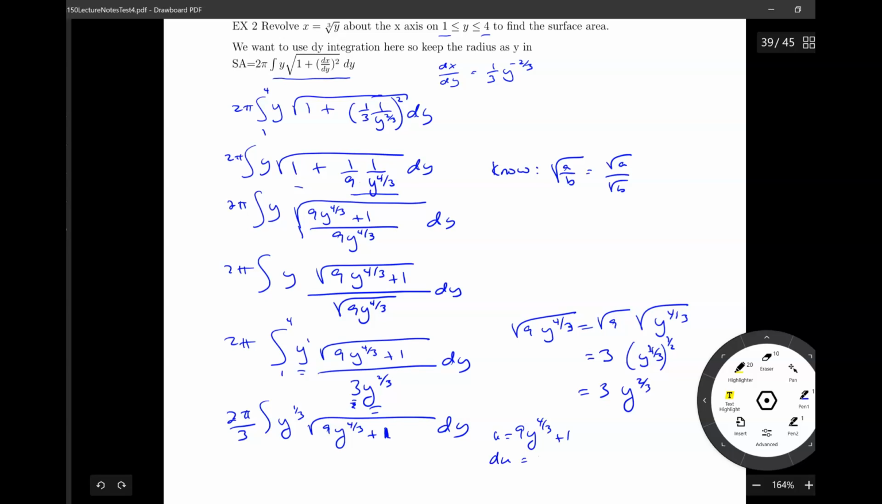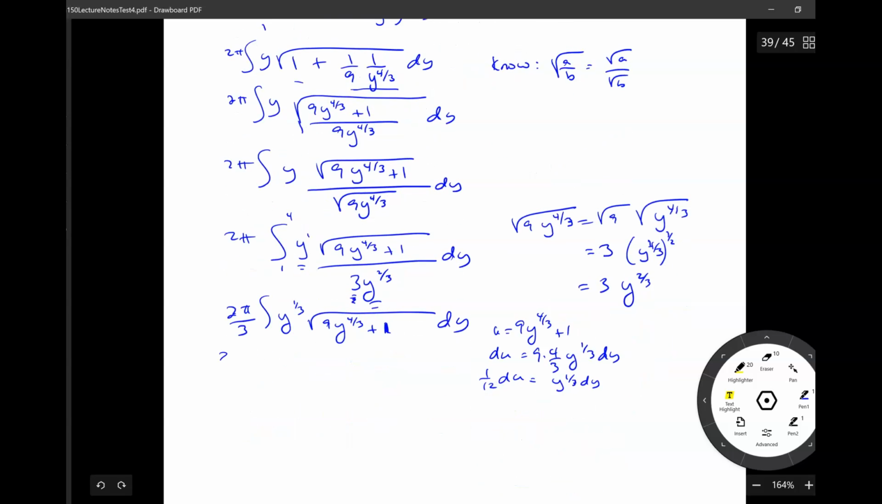Easy u, du, 9 times 4/3, y to the 1/3. 3 cancels, so I've got 12 here, so 1/12 du is y to the 1/3 dy. So here's my 2/3 pi times another 1/12 u to the 1/2 du. So this gives me pi over 18. Take the antiderivative. 2/3. I lost my limits of integration again, between 1 and 4.